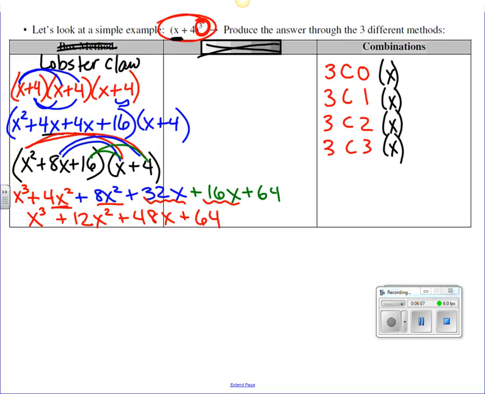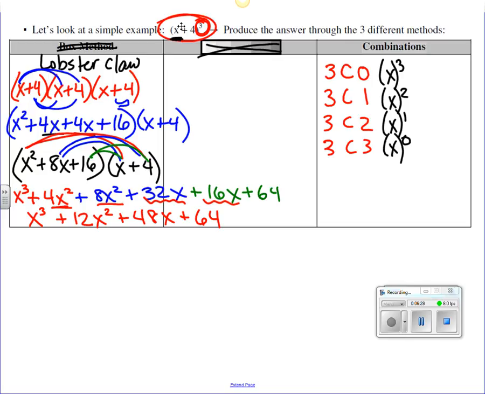Okay, now you're going to put an exponent here, and it's the same as whatever the exponent was in the problem. So it's going to be 3, but you're going to count down. So you're going to put a 3 for that one, but then a 2, a 1, and a 0. So you start with the exponent they give you, and you count down. Okay, any questions on that?